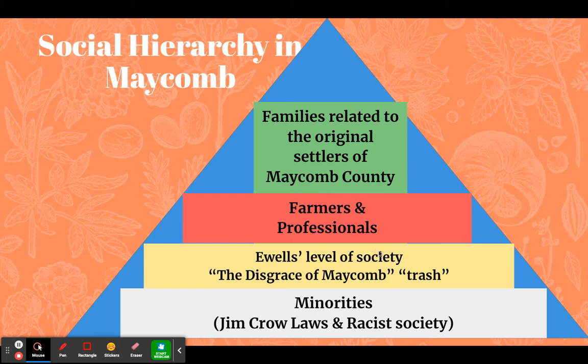That's a family that we'll meet in the story. Their level of society, so they're called the disgrace of Maycomb. They're trash, so they don't really work. They just kind of live off of the state or live in really, really abject poverty. And then below that, you would have minorities. And so you just have to keep in mind that the Jim Crow laws and this racist society that minorities are seen at the very bottom of the social hierarchy in this time period and in this story.